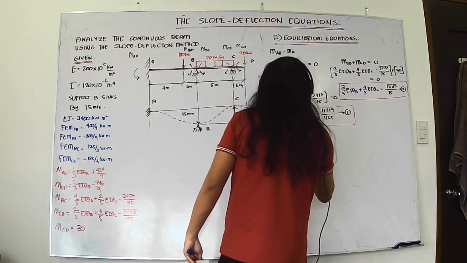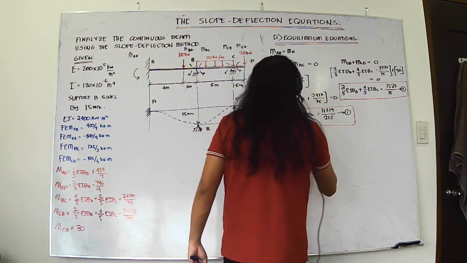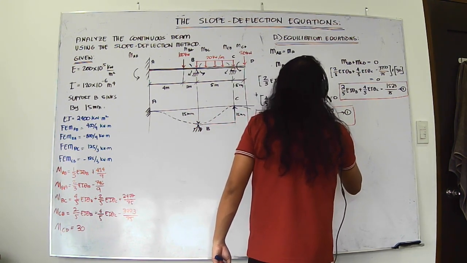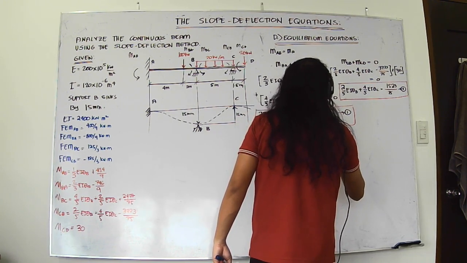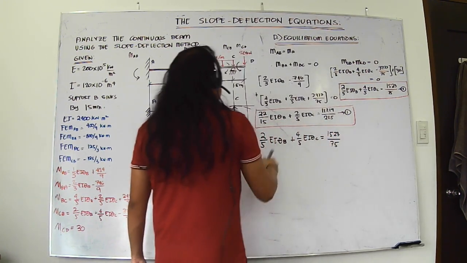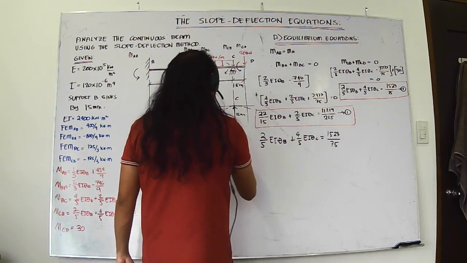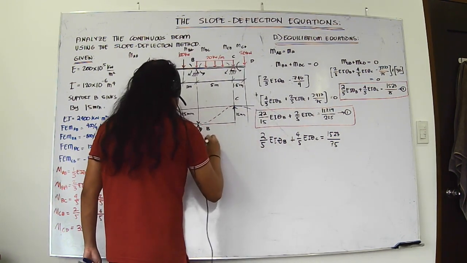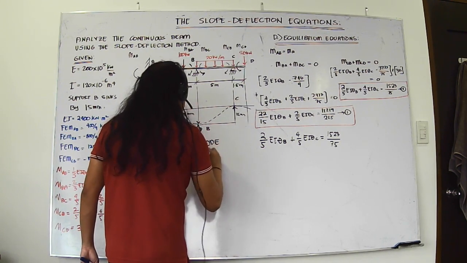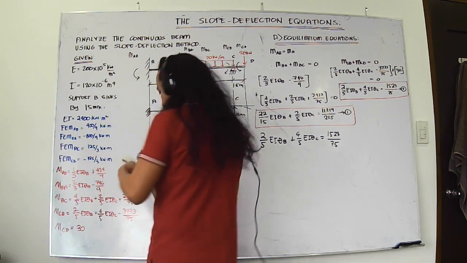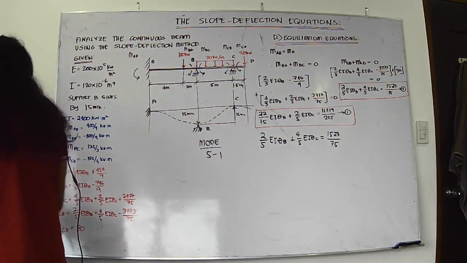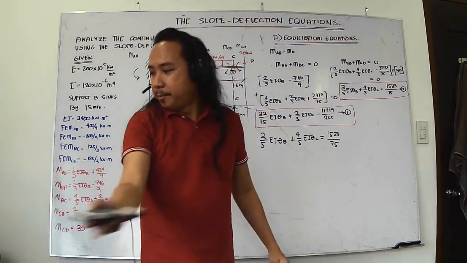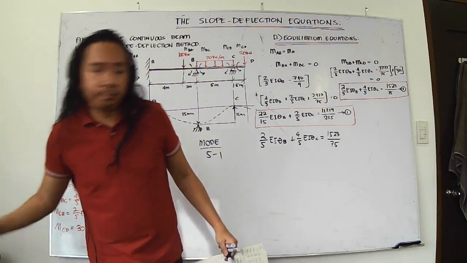Plus 4/5 EI theta C is equal to 1523.75. In the calculator, go to mode 5-1, okay? If you're using this calculator over here, it is mode 5.1.